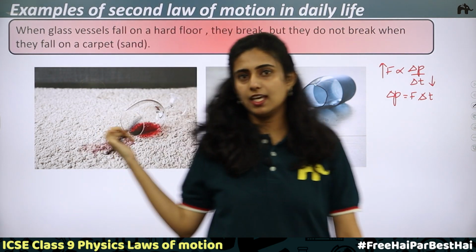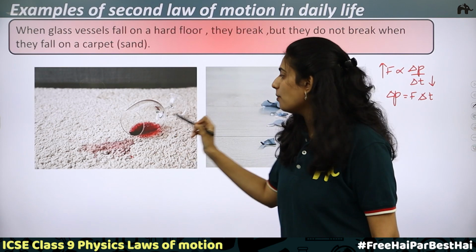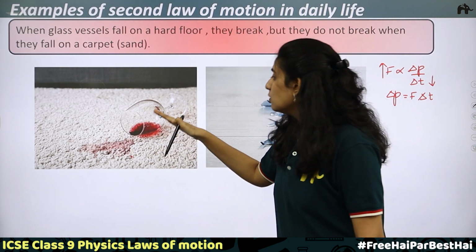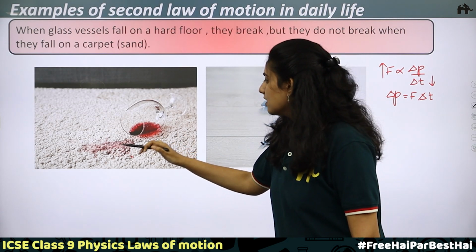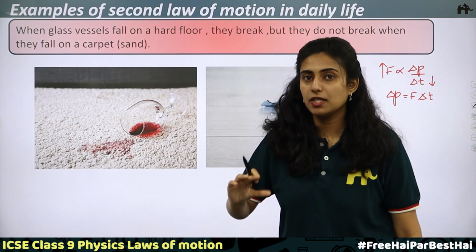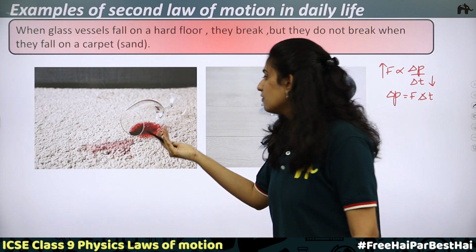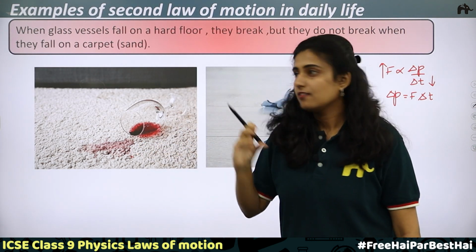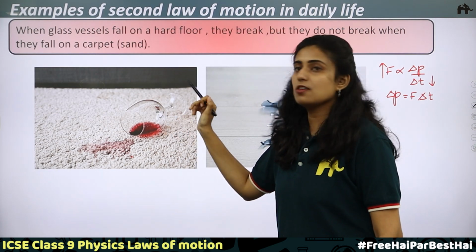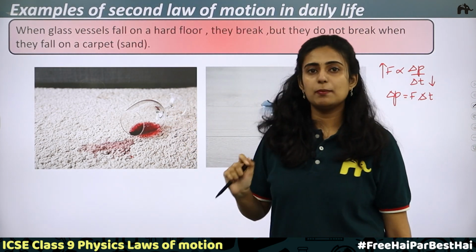Now in this case, when it is dropped on a carpet, it will take time to reach. In that case, time is increasing and hence the force applied by the carpet on the glass will be less. With less force, the chances of it getting broken will be less.